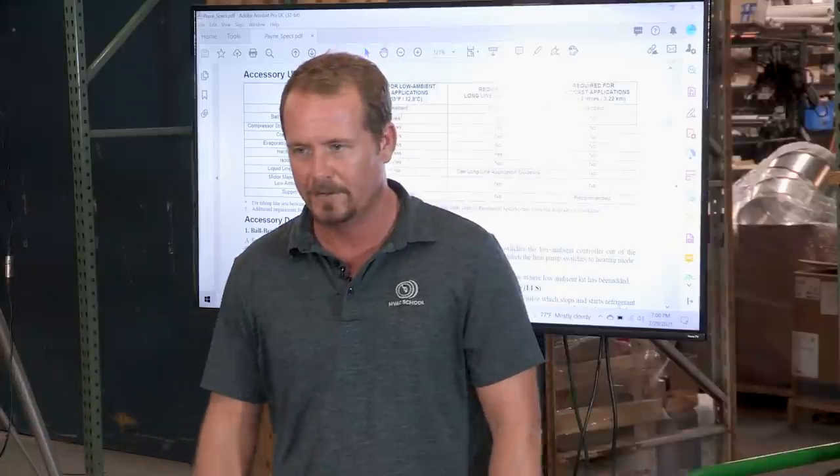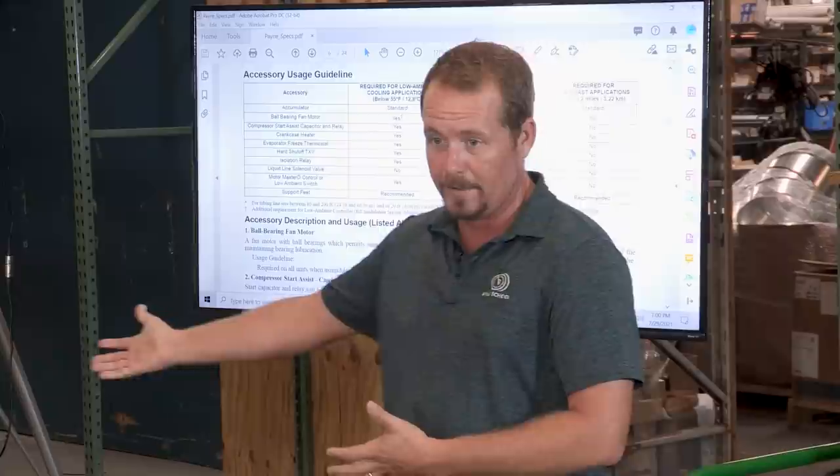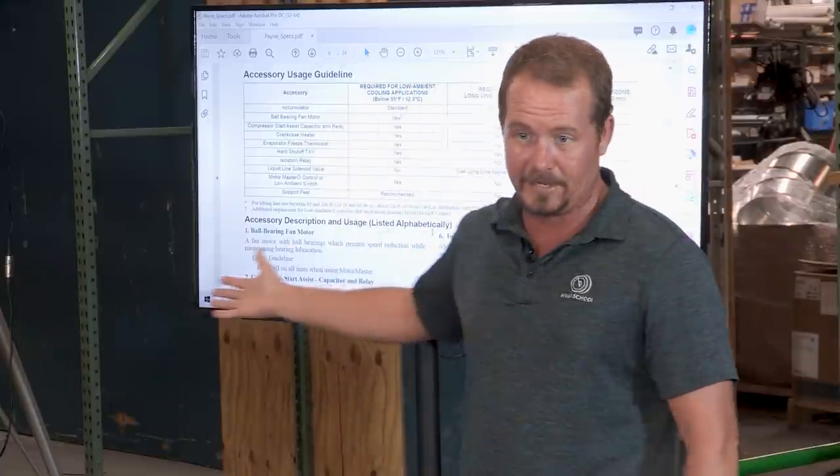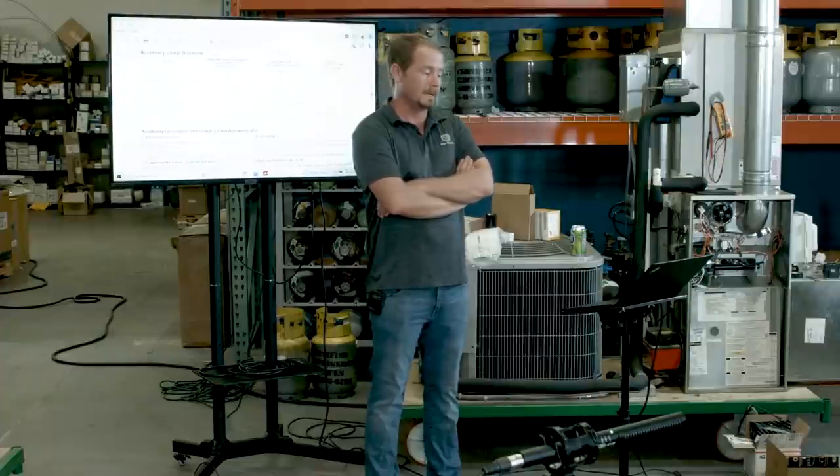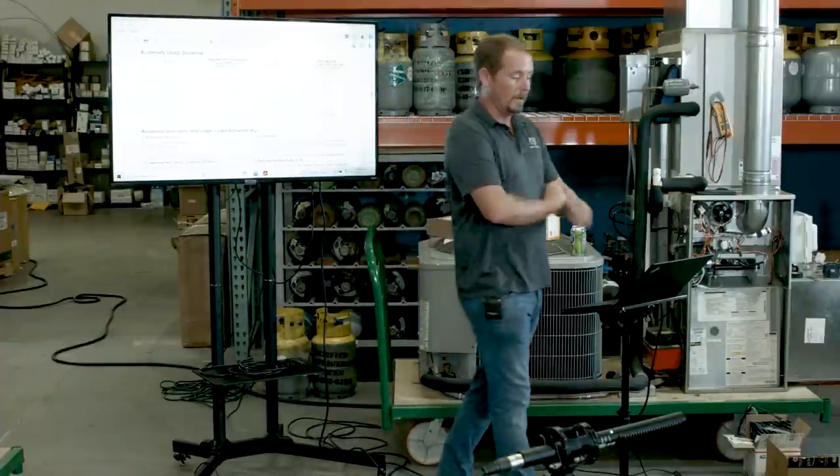Now, it sounds like I'm hating on universals. I'm not. Universals, for the purpose of putting on units that aren't starting as they start to age and as there's problems with the equipment, fine. It's not practical to keep a zillion different hard start kits on your truck. So for that purpose, it's fine, but I do not suggest using universals in newer equipment where you have a long line specification that says it's required. Make sense? Yeah. Now, some people will say, well, it doesn't apply to scroll compressors.